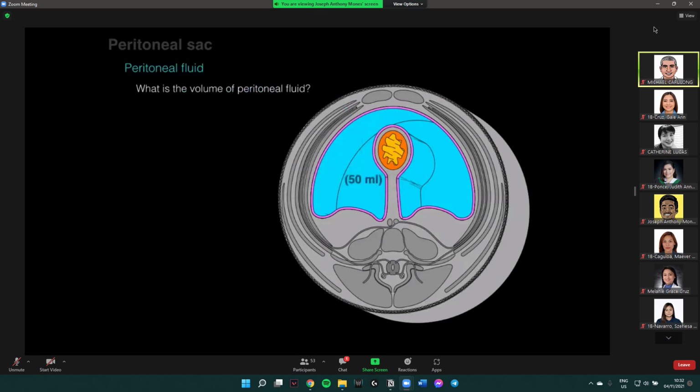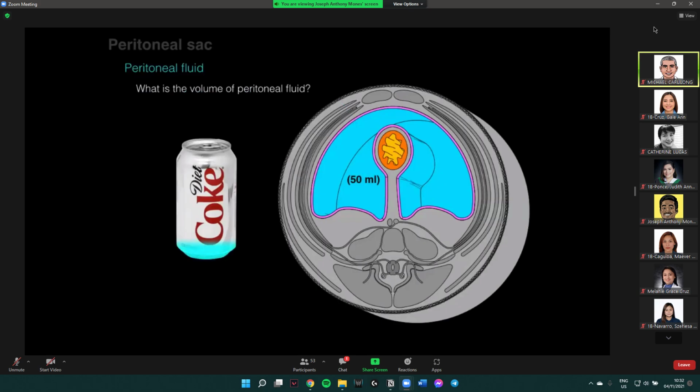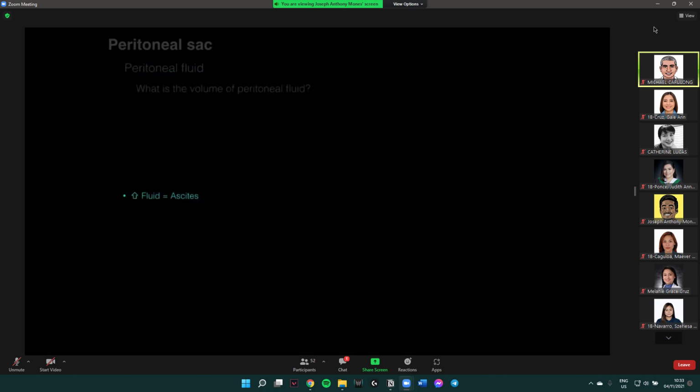Now, what is the volume of peritoneal fluid? It's only 50 milliliters, so there's not a lot. Most of this peritoneal space, or the peritoneal cavity, is really small, and there's only a little bit of fluid. So how much is it? Well, there's a can of Coke. That's about it. Diet Coke, that's about it. 50 milliliters or 1.7 fluid ounces of a can of Diet Coke.